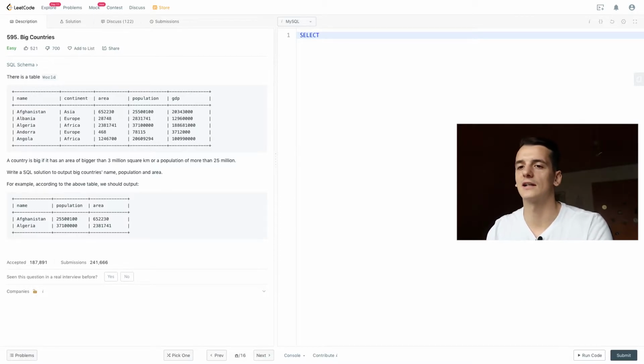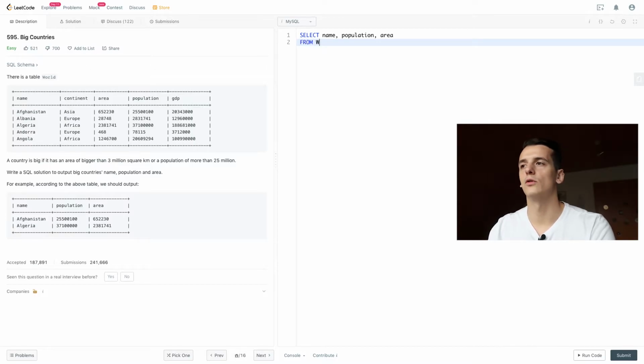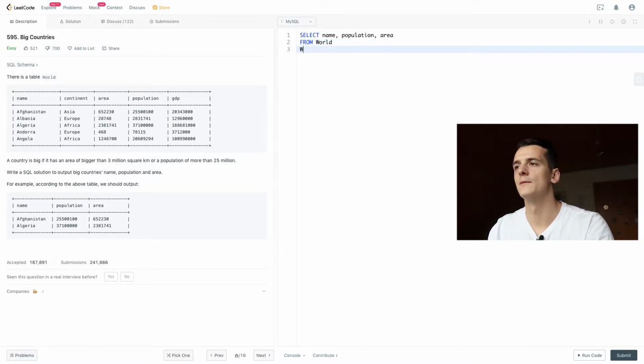We want to select name, population, and area. That's what we get from the output below. I always check that to see what I need to output in the end. From that table World, I usually split that up in a new row. So select, from, where, which is your basic query.